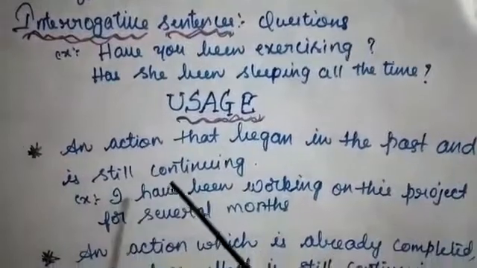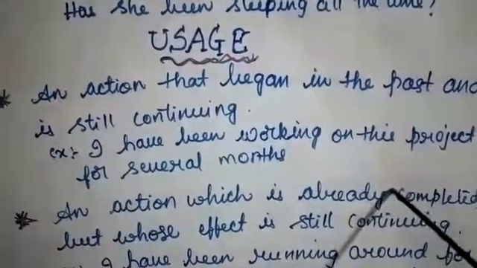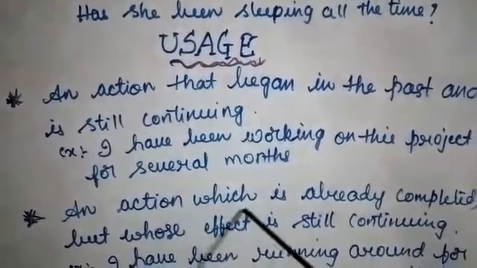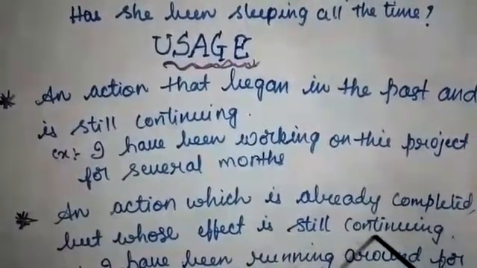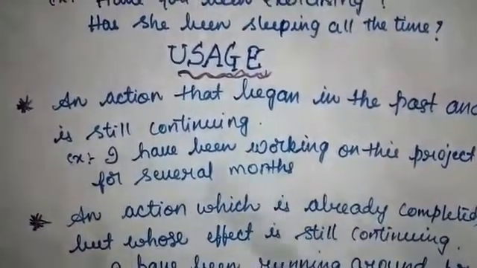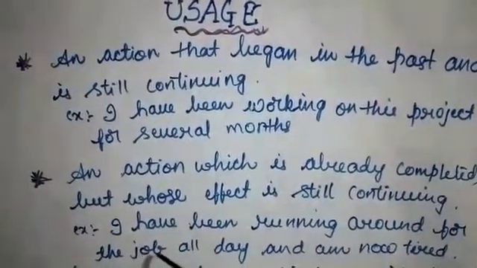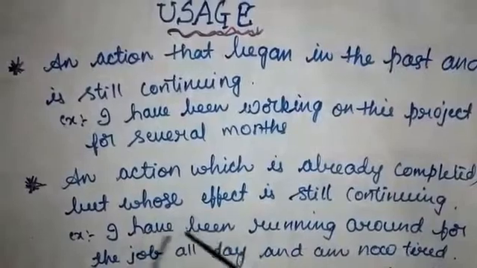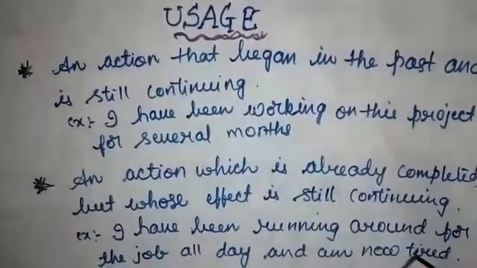Now we will see another usage of present perfect continuous tense. An action which is already completed but whose effect is still continuing, means the result will be continuing in the present of the past actions. Example, I have been running around for the job all day and am now tired.